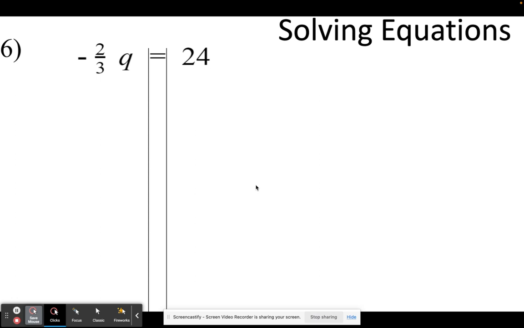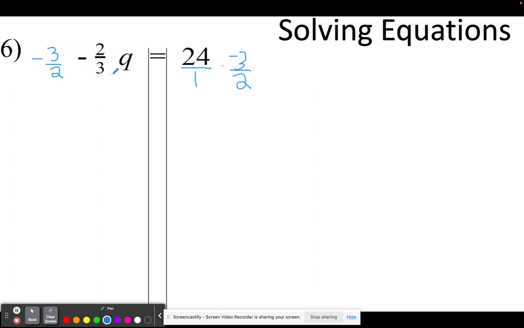Okay, now I have a negative fraction. And it's not a 1/4 or one that's easier to do. Okay, again, I want to divide both sides by 2/3. But dividing by 2/3 is the same as multiplying by the reciprocal. So the reciprocal of negative 2/3 is negative 3/2. You want the negative also. So I'm going to multiply this side also by negative 3/2.